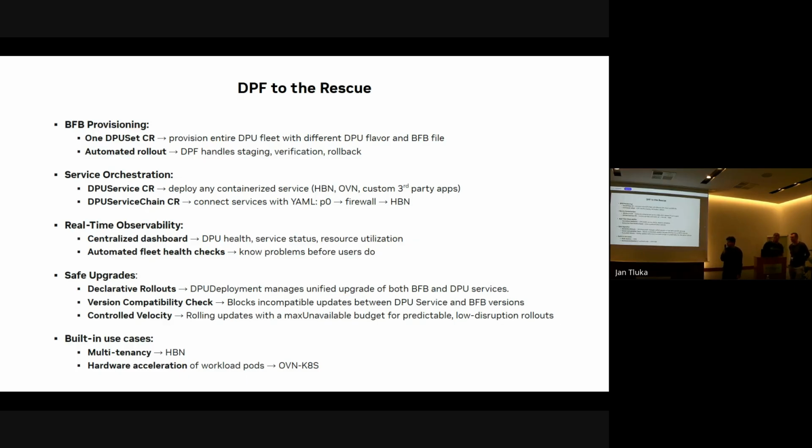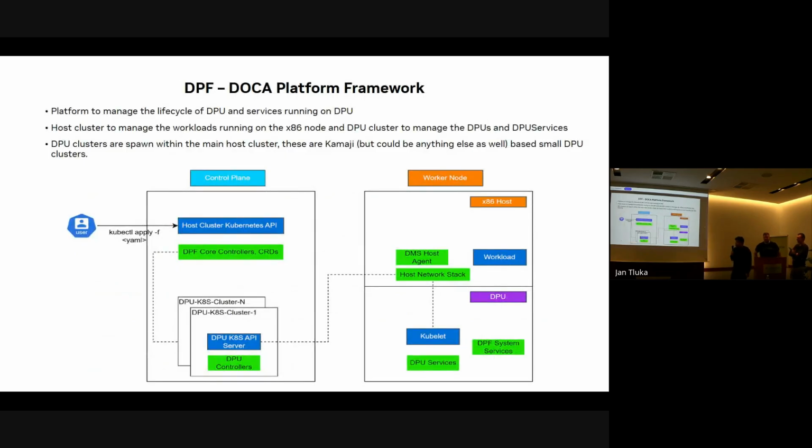And finally, the built-in use cases. So for multi-tenancy, we have HPN, and for hardware acceleration of workload pods, we are using our beloved OVN Kubernetes. Next slide. This slide has an image.